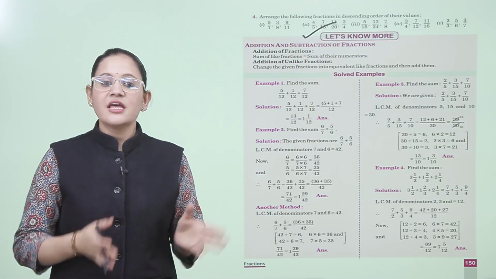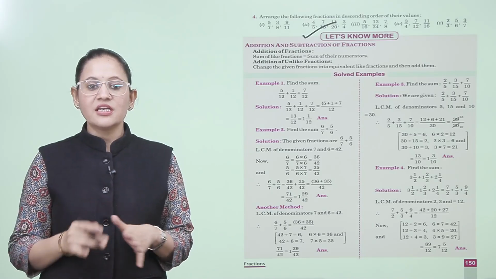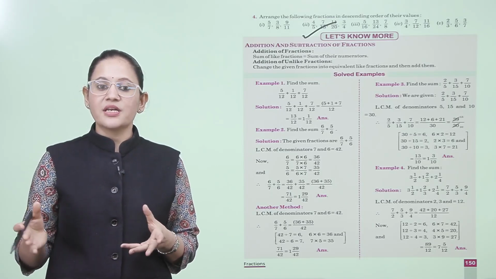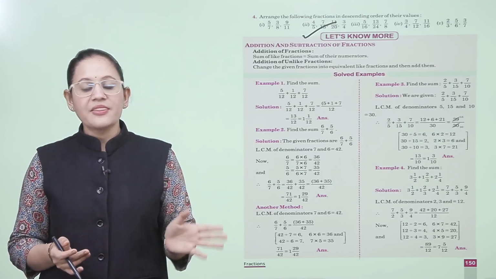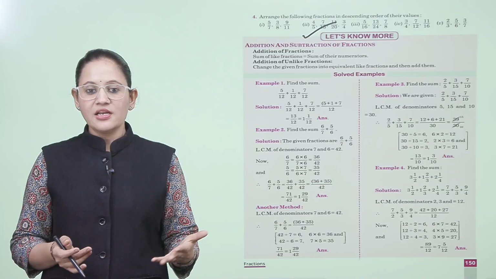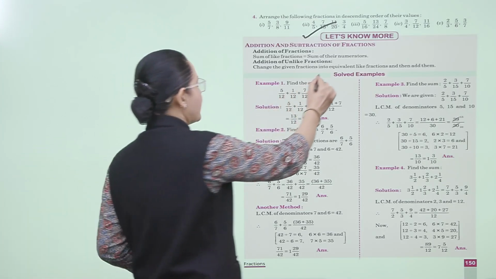Addition of fractions, that is, the sum of like fractions equals the sum of their numerators. Addition of unlike fractions, so first we have to convert into like fractions, then we have to add. Clear? Now we will take some examples here.